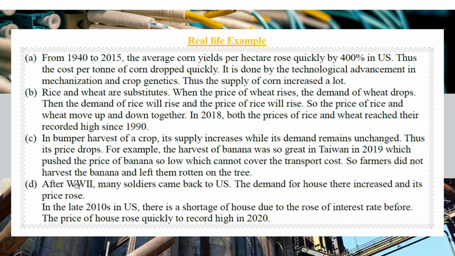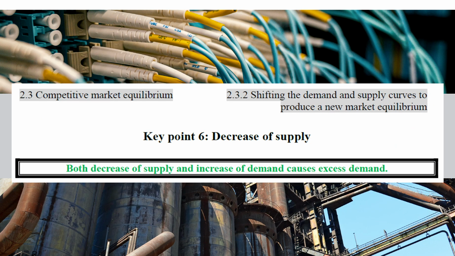And also after World War II, many soldiers came back to the US. The demand for housing increased and the price rose. Later on, there was a shortage of housing, and the rise of interest rates also had an effect. Just remember one. Which one do you choose, A, B, C, or D? Remember it, and then recite it out. Can you? Try, because you really need to quote some real world data to get the 2 or 3 marks in the exam paper.